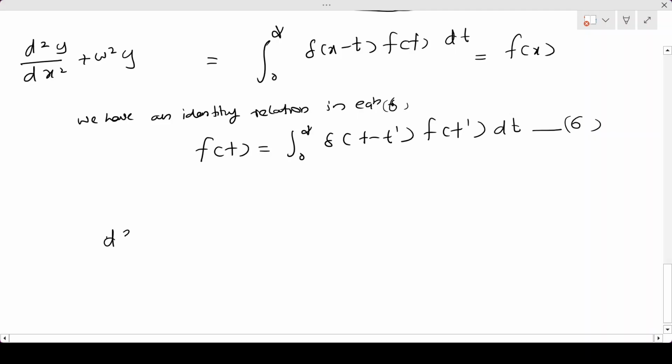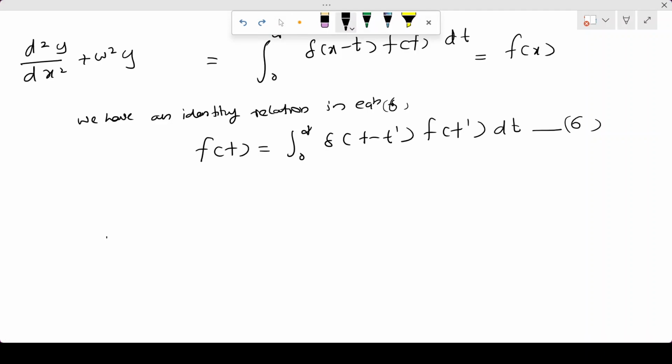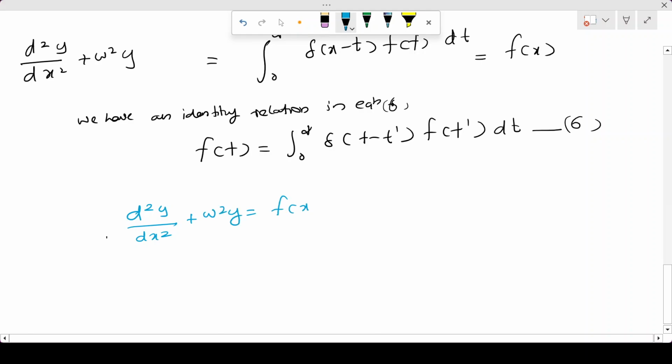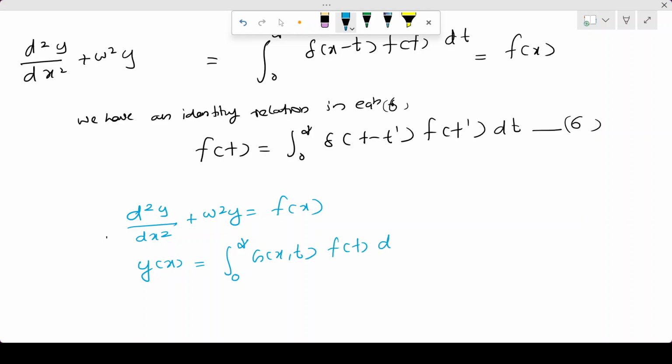So if you have an equation d square y by dx square as a differential equation, that is equal to f of x, so that is our equation number 1, and the corresponding solution can be represented in terms of Green's function, g of x t f of t dt. Okay, g of x t f of t.